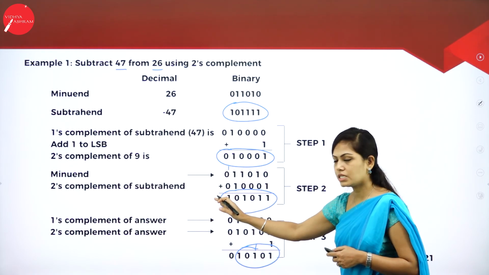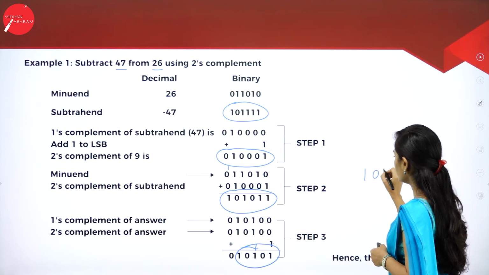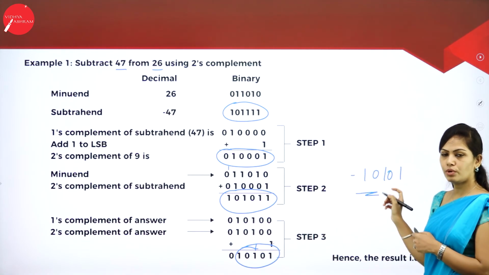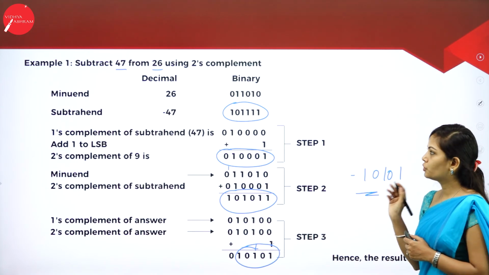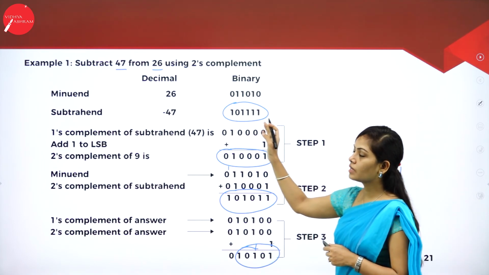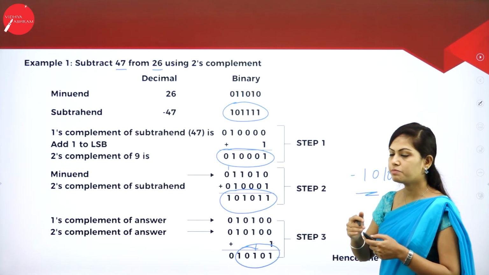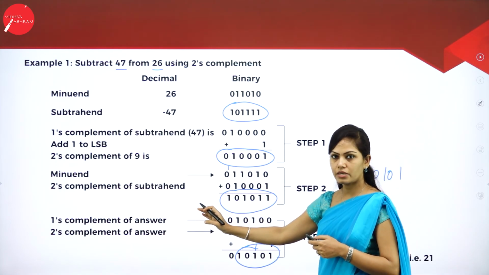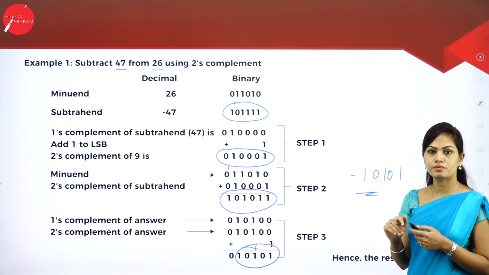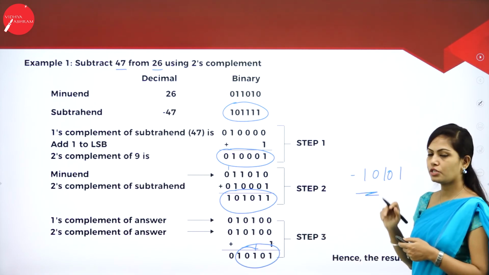There is no carry generated means again you recomplement the answer. So you will get 1,0,1,0,1. Put a negative sign in front of the answer. This is your final answer for the 2's complement method. Case 2, the minuend is less than the subtrahend, means again you have to use the same steps, but there is no carry generated. Again recomplement the answer and put a negative symbol in front of the answer. This is your final value, that is minus 10101.